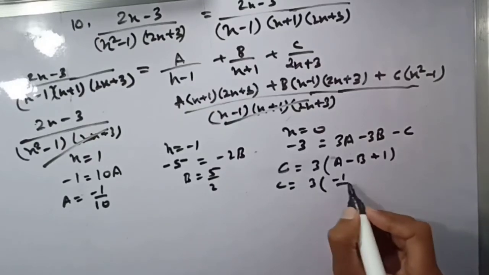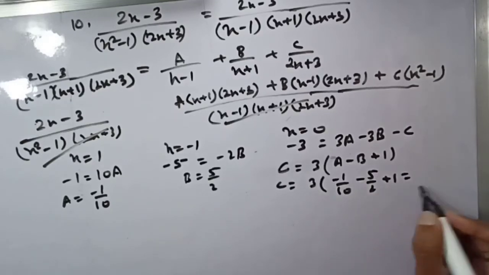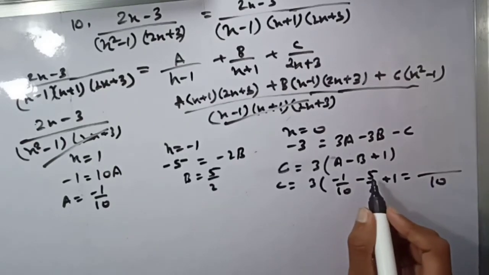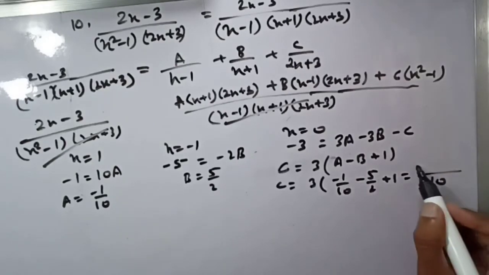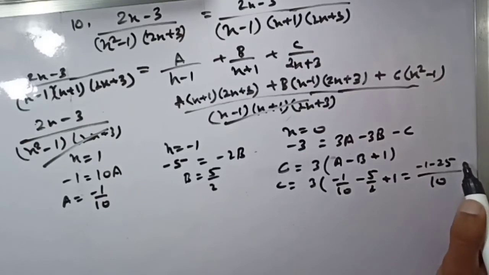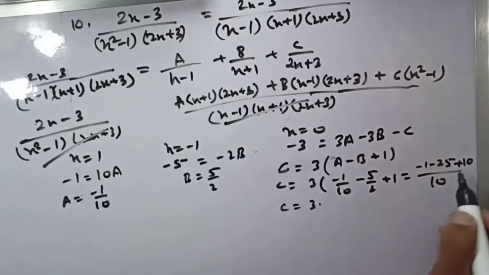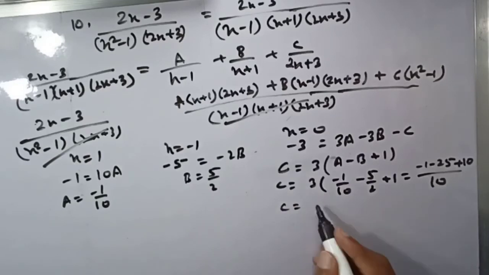What is the value of a? It is minus 1 by 10. And b is 5 by 2. So we can simply take the LCM of 10. It is coming out minus 1 and minus 25, and this is plus 10. What is coming out? 16 by 10. So c is minus 16 by 10, which is 8 by 5, or 24. Okay, so overall it is coming out 24 by 5.